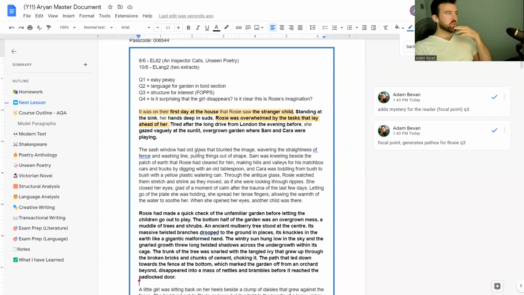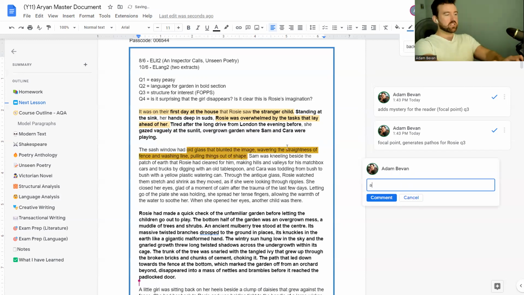The sash window had old glass that blunted the image, wavering the straightness of fence and washing line, pulling things out of shape. This is an interesting focal point as well, the idea of an old glass window that wavers and bends things out of shape. This adds more mystery. This is also a focal point again, and this is question 3.